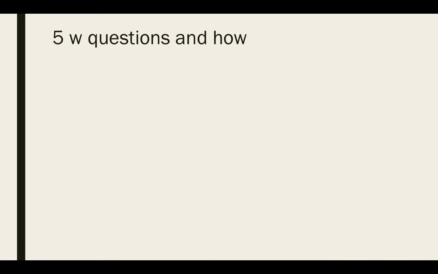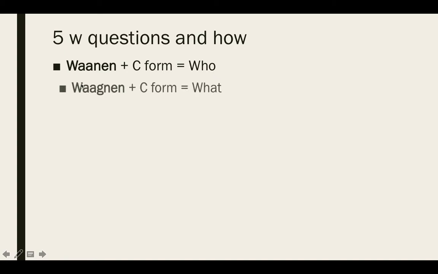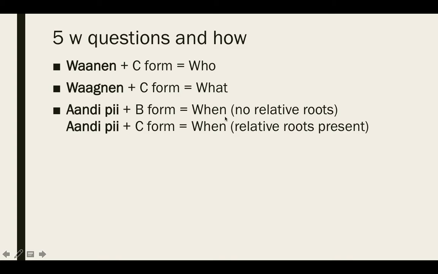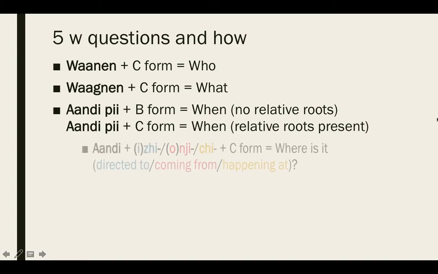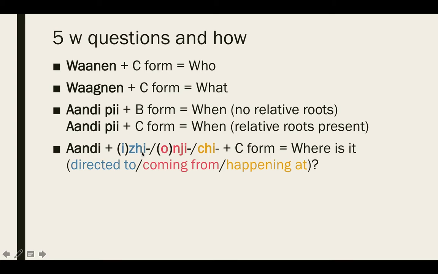So our 5W questions and how. So our 5 W's are who, what, when, where, why, and how. So the first one here, when we ask who, we use wanen plus C form, means who. Wagnen plus C form means what. Aandi P plus B form means when there are no relative roots, and then Aandi P plus C form means when relative roots are present. Aandi with je directed to, nj coming from, ch happening at plus C form means where is such and such happening.